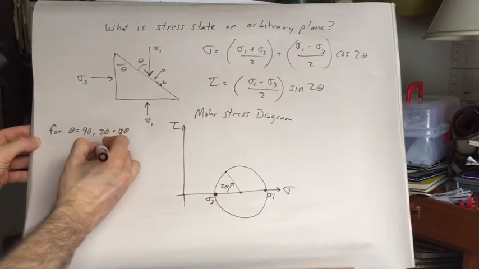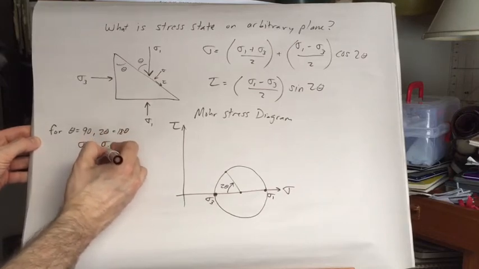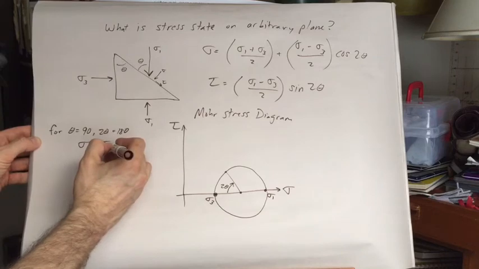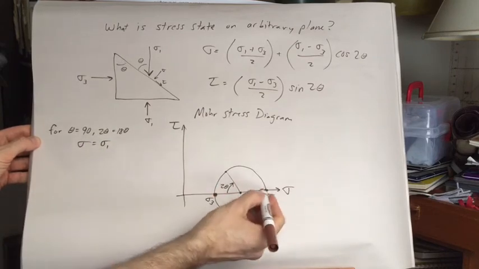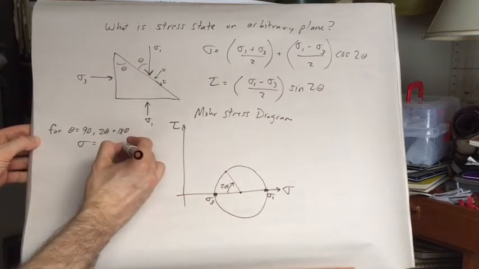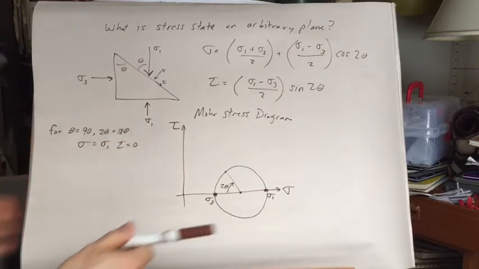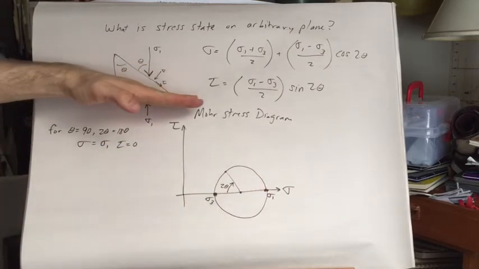At that point, sigma, the normal stress, is equal to sigma 1. In other words, we're right there. And tau would be 0. There's no shear stress on that plane, as we said before.